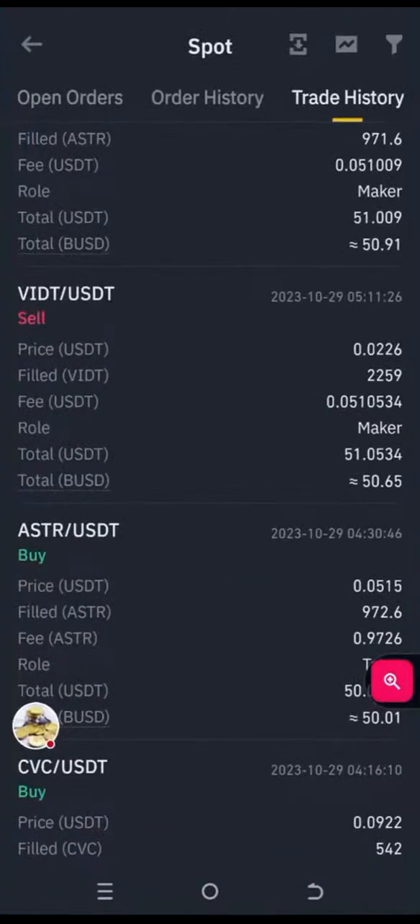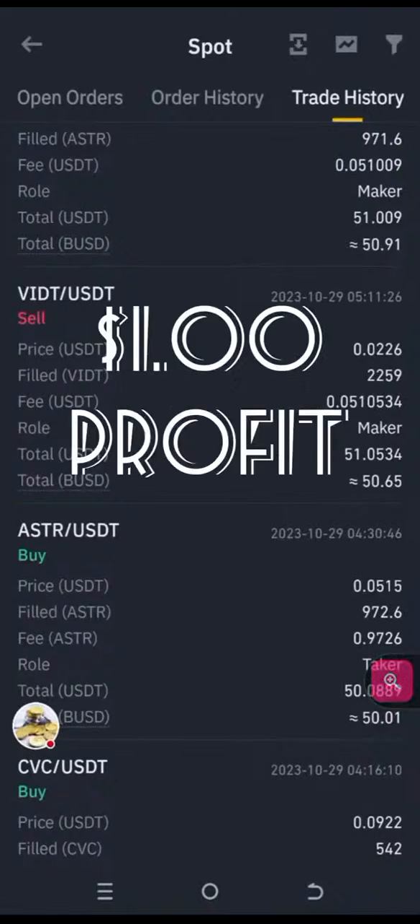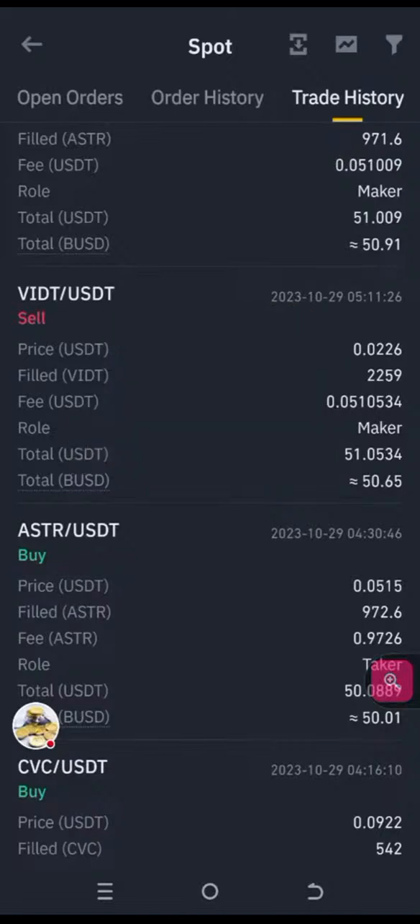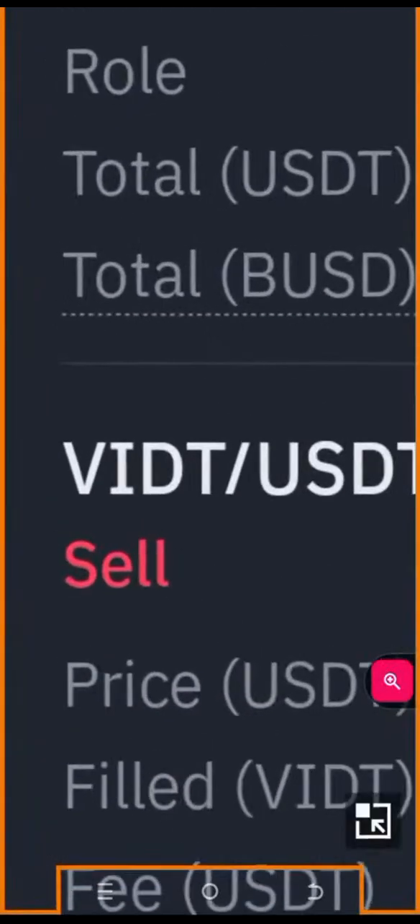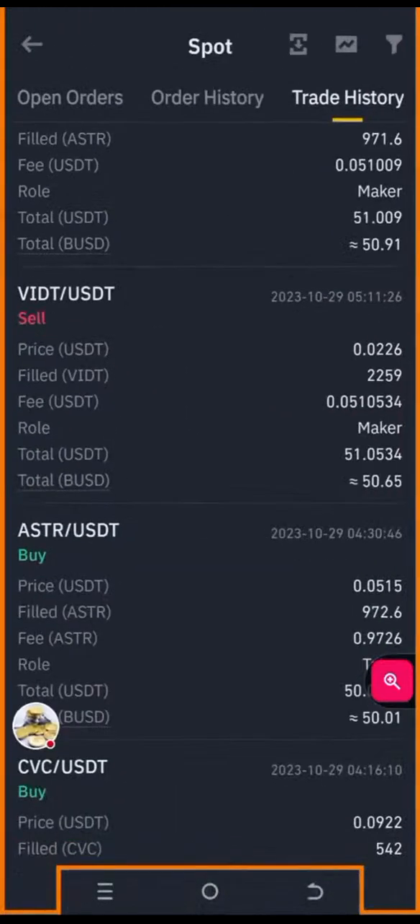That's glorious. Now removing the fees, that's about 5 cents minus, which means we made $1, which is beautiful. That's 2%. Our 2% target was met and crushed, and we executed beautifully. That's VIDT USDT. Beautiful.